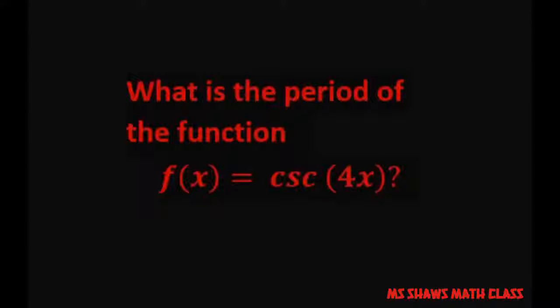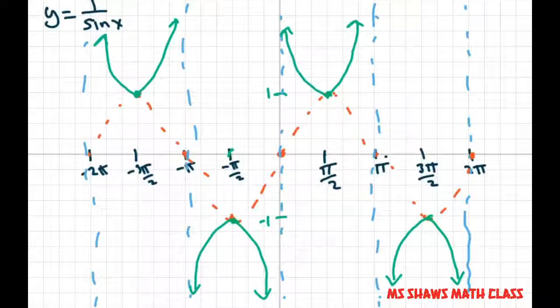Hey everyone, we're going to find the period of the function f of x equals cosecant of 4x. Basically, I drew a graph of cosecant. I first drew my sine, 1 over sine. So I drew my sine wave to see where my zeros were.